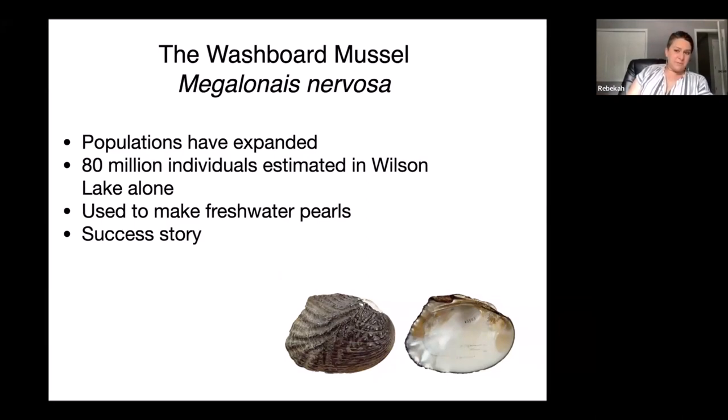They used to be of commercial importance. They were used to make freshwater pearls, and they would take the shells and punch out little buttons. So if you have pearl buttons on someone's shirt, then they would often be made from these types of species. And so it's, again, one of the success stories.